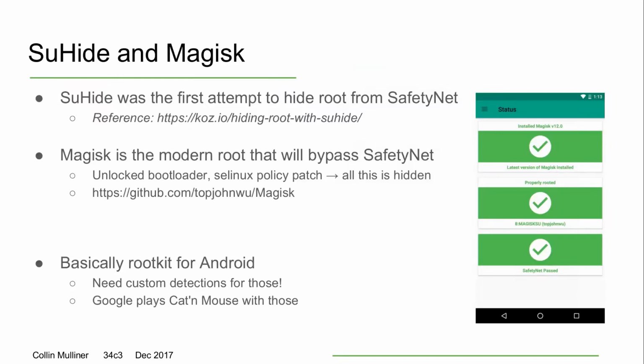SuHide and Magisk. Obviously, if a system like that exists, people will try to bypass it. And one of the first bypasses for this was SuHide. Basically, you can call it a rootkit, because it's really just trying to hide from SafetyNet that you rooted your device. SuHide was very simple, and Google very easily detected it.